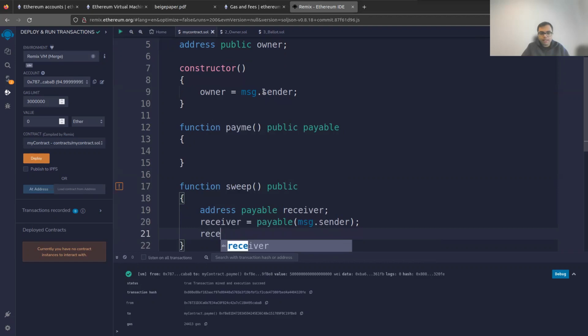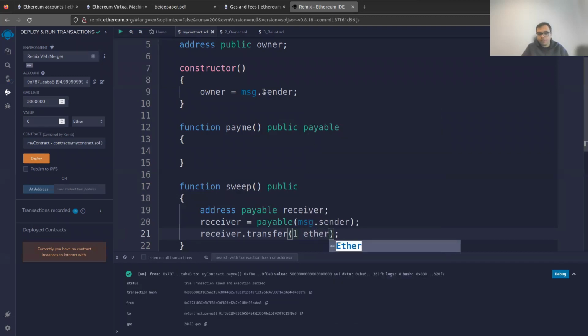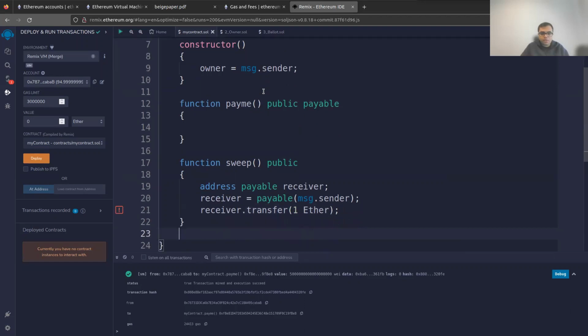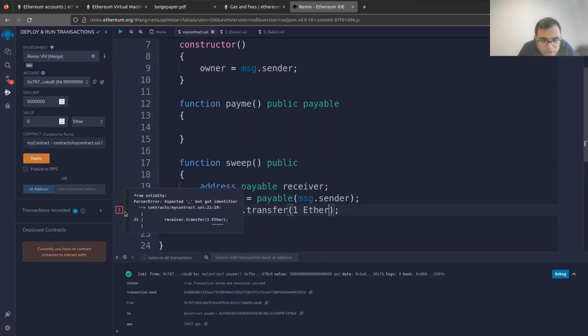So I have to do it like this. Okay. And then I say receiver.transfer. And this is how a contract can actually transfer money. And I can say how much money I want to transfer. So I can say 1 Ether, for example, right? So let's just do this. What is the error here? Okay.